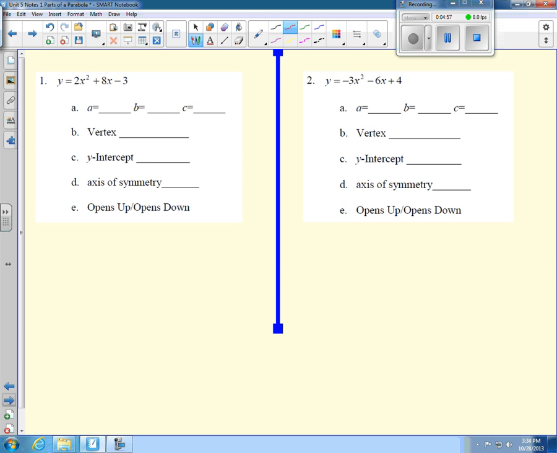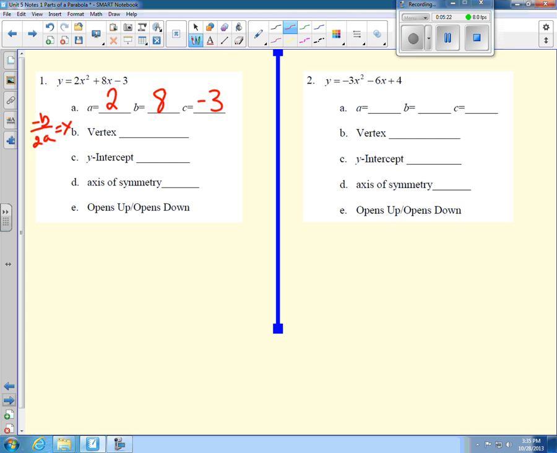So our step 1 said to write out A, B, and C. A is our number in front of x squared. It's our coefficient, so it does not include that x squared. B is our 8, and then don't forget to tag along that negative with the 3 for C. Next, we're going to find our vertex. Remember, we're going to think about opposite B over 2A to find our x value.